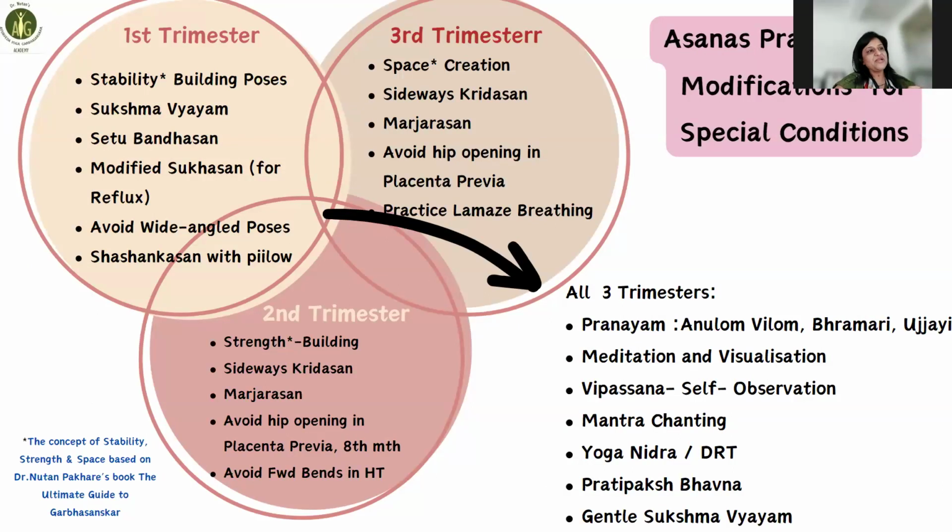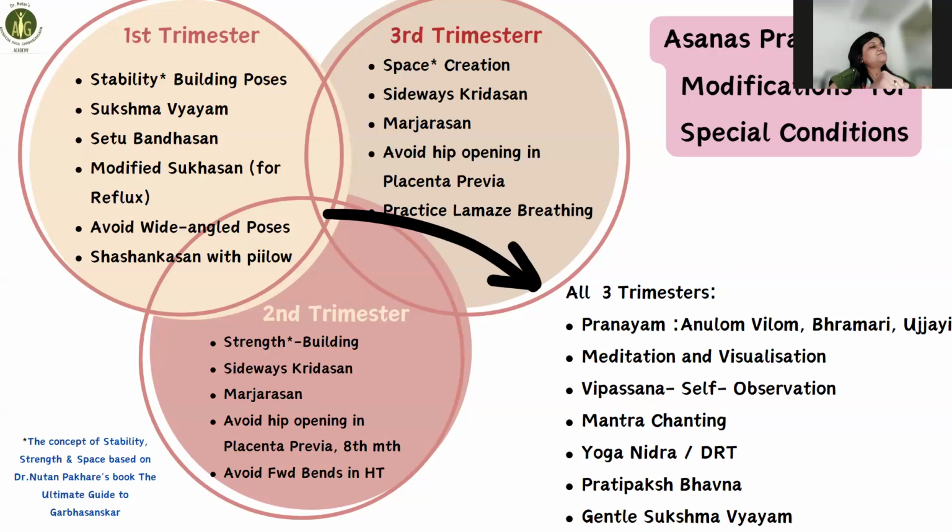Moving on to the asana practice. There are some which are allowed and not allowed in the first trimester, because the first trimester is more about stability. And when you have issues like, for example, in the first month, there could be reflux issues. Accordingly, you have to practice the asanas. For stability, you can practice Setu Bandhasan. If there have been cases of miscarriage earlier in your previous pregnancies, then you can practice asanas like Setu Bandhasan, modified Sukhasana, which I have shown in the next slide. And you have to avoid wide angle poses.